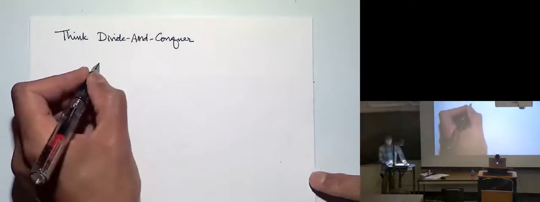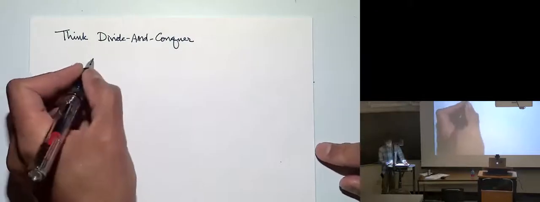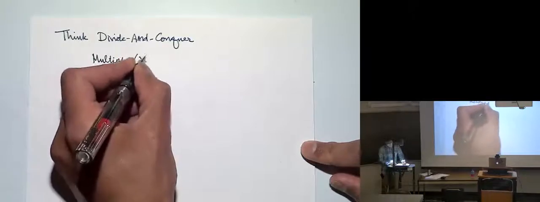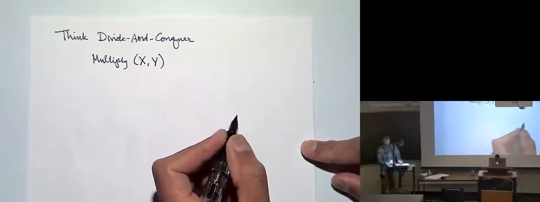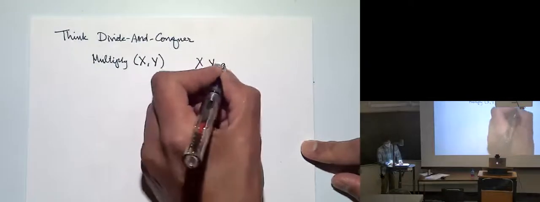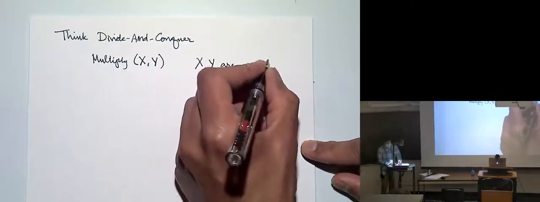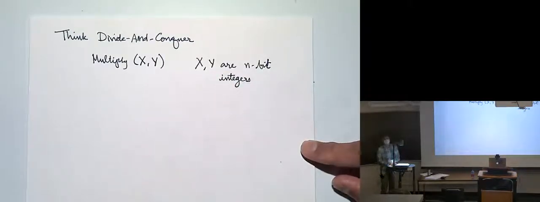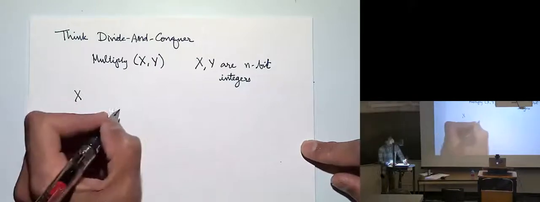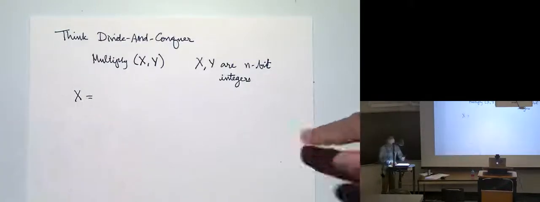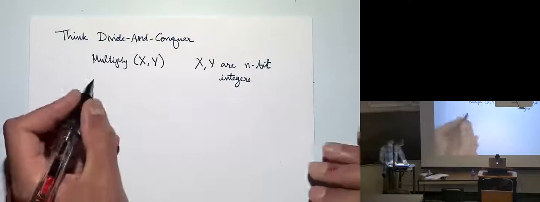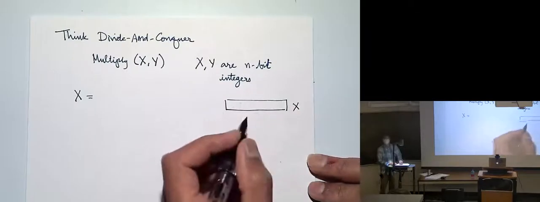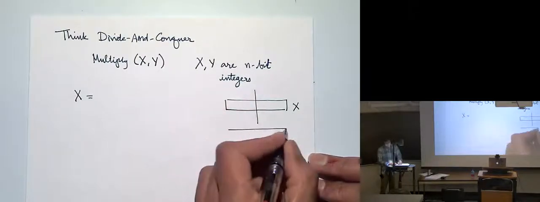So I'm going to write my integers as follows. I want to multiply x and y. Okay? And x and y are n-bit integers. Now I'm going to write x as follows. So think of x as a string, right? So let's say I divide the string.